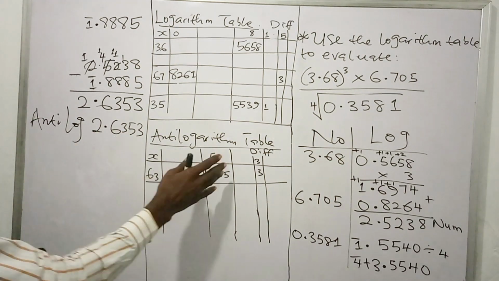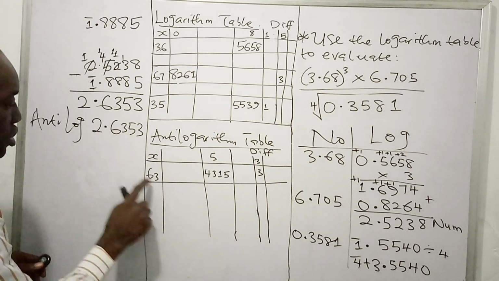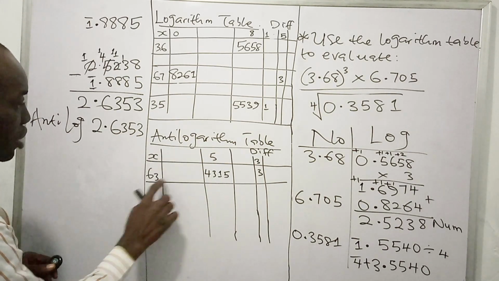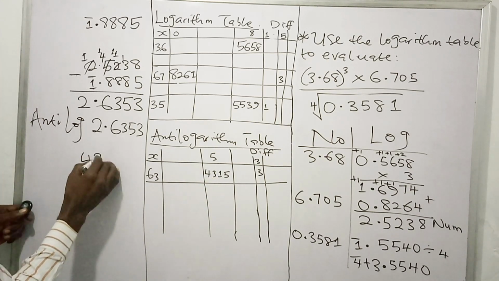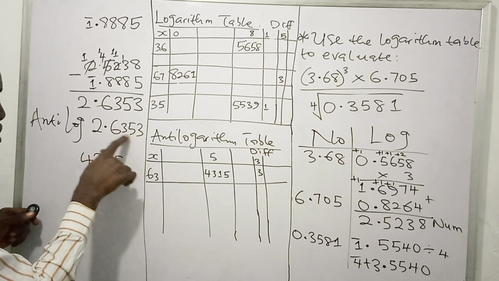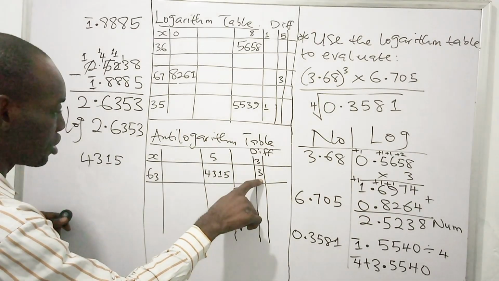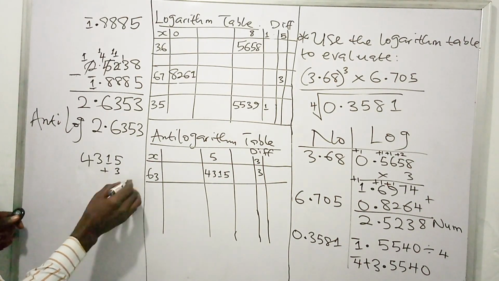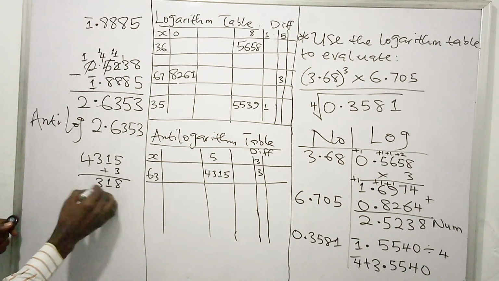So if you go to your antilog table now, you check for 63 under 5. If you look from the chart I have here, 63 under 5 gave us 4315. Then under difference 3, we have 3. And usually we add the difference. So 5 plus 3, that's 8. That's 1, that's 3, that's 4.